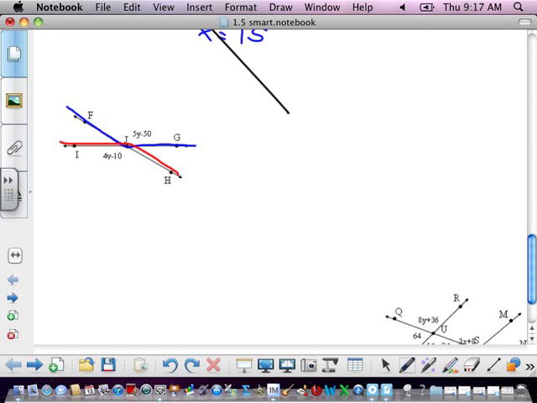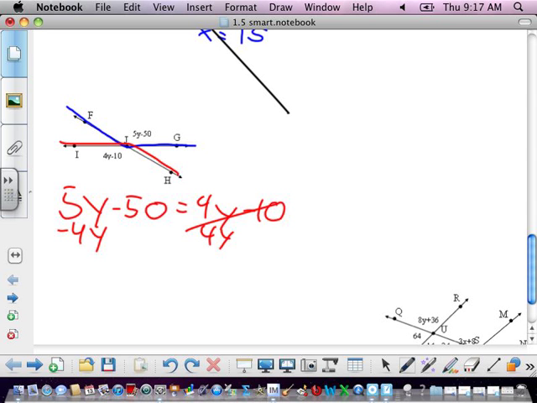So vertical angles are what to each other? Equal. They're actually opposite. Linear pairs are adjacent. So these are equal to each other. So now we just have to solve for y. I'm going to subtract 4y from both sides, and I get y minus 50 equals negative 10. I'm going to add 50 to both sides, and I get y equals 40.